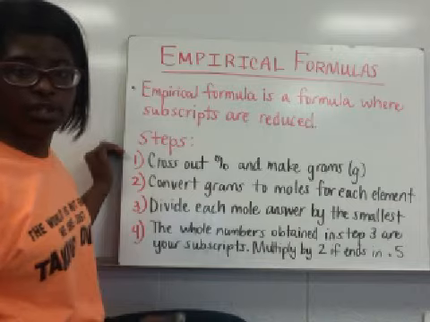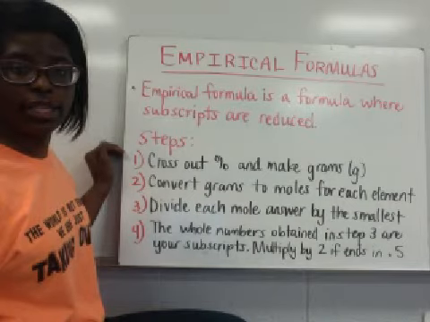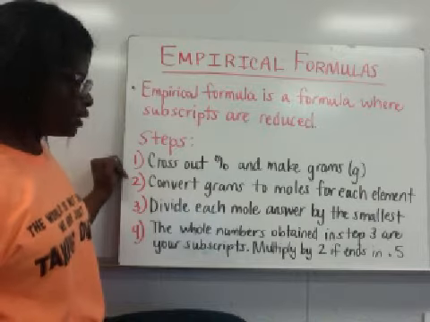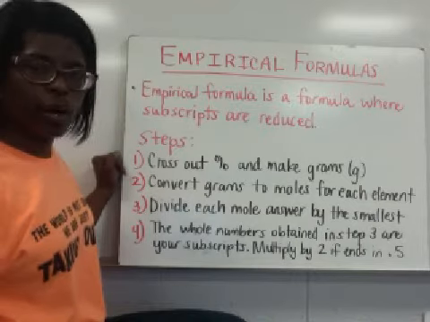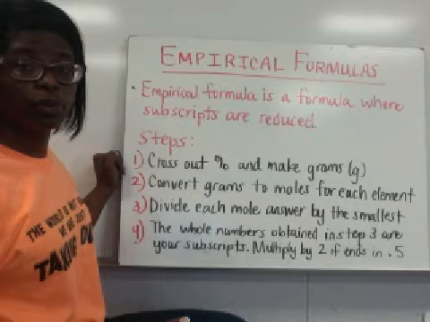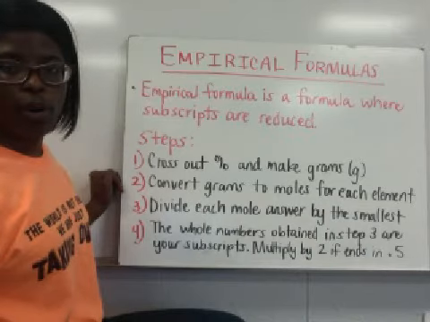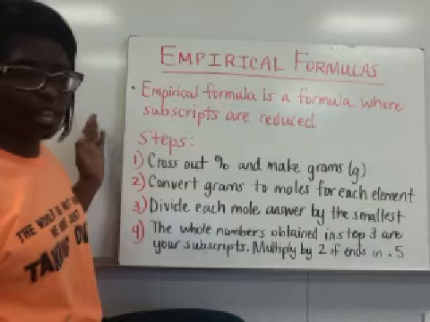The first thing is that they're typically going to give you a percent in the word problem. You want to cross out the percent and turn that into grams. Second, you want to convert the grams to moles for each element. We should be really good at this point. We've already done mole conversions. Step 3, you're going to divide the moles by the smallest amount. It's going to be really easy to identify that.